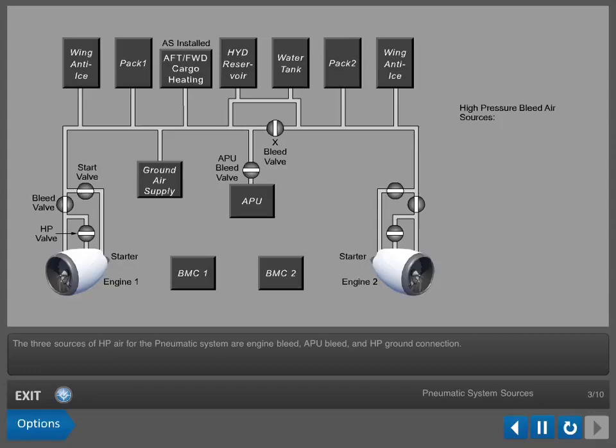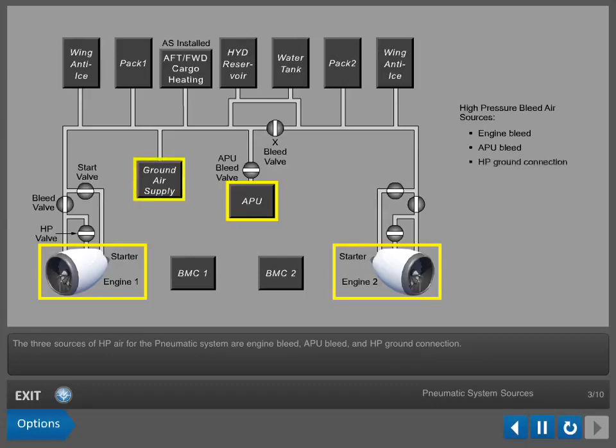The three sources of high-pressure air for the pneumatic system are engine bleed, APU bleed, and high-pressure ground connection.